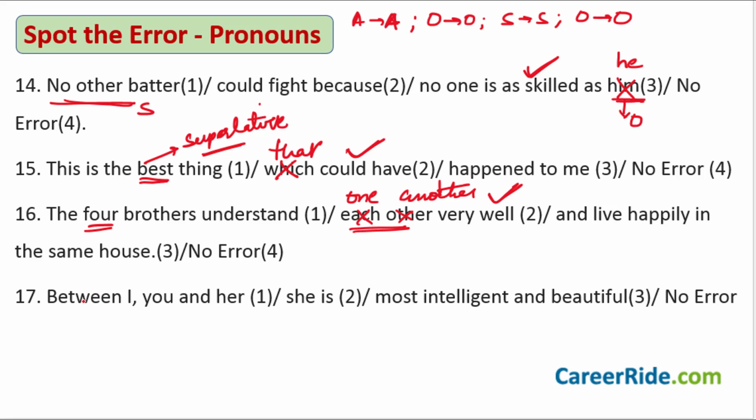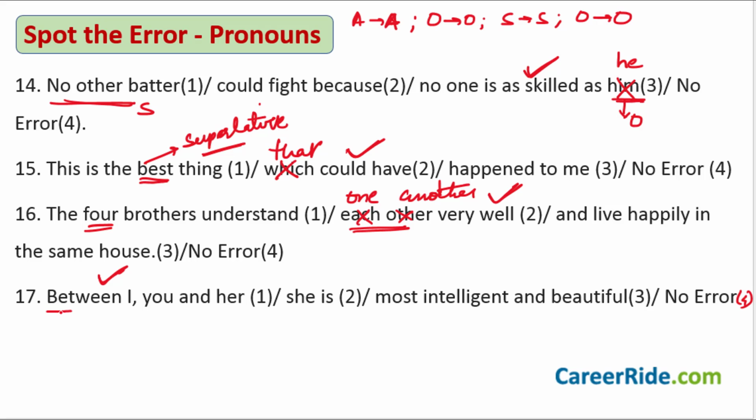Okay. Coming to sentence number 17. Between I, you and her, she is the most intelligent. She is most intelligent and beautiful. And the part number 4 is no error. The mistake is actually in the first part of the sentence. Are you able to identify now?